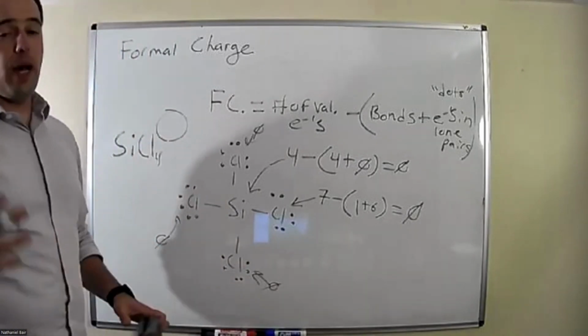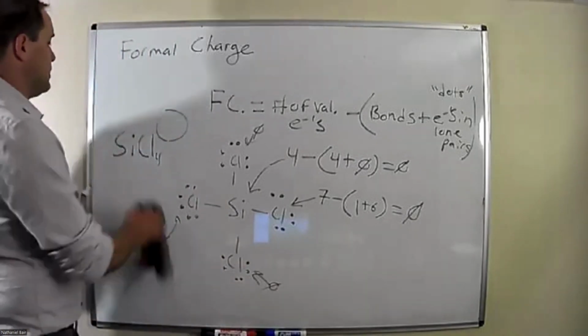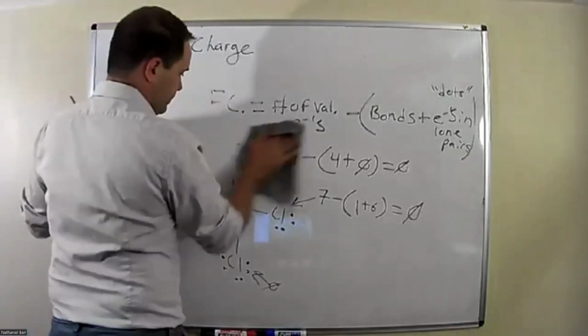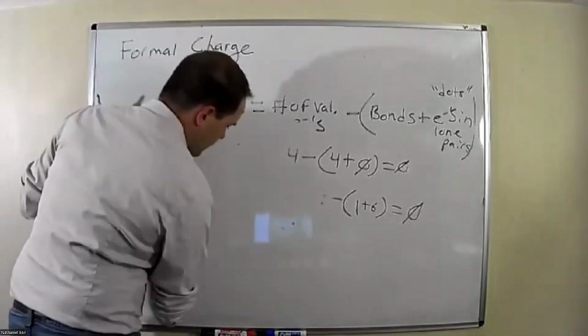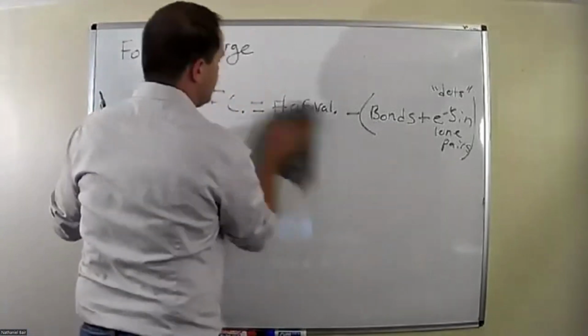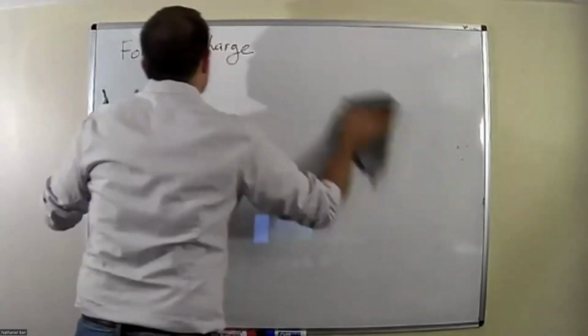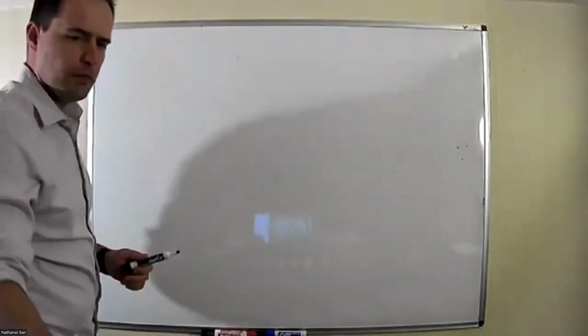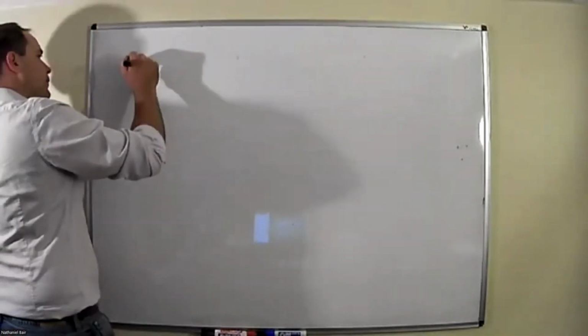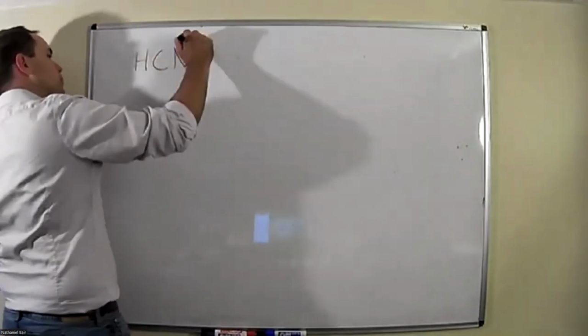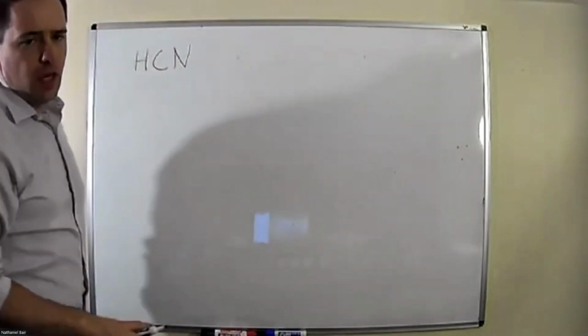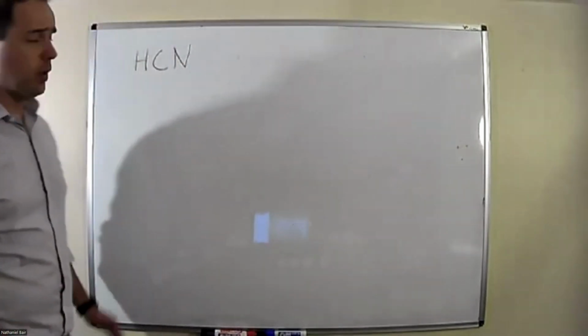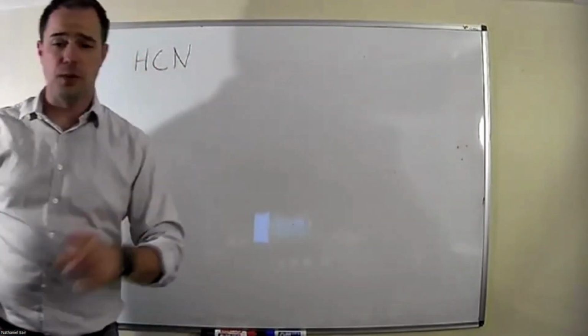Okay, let's talk about another one before we get back to the COF2. Let's do HCN. I want you to try to draw the Lewis structure for HCN, and then I want you to try to calculate the formal charge on the hydrogen, the carbon, and the nitrogen.